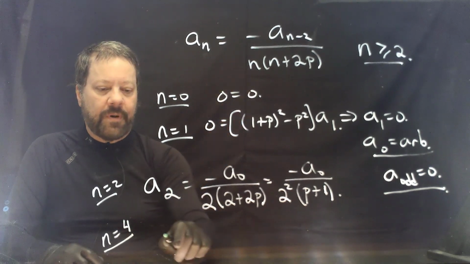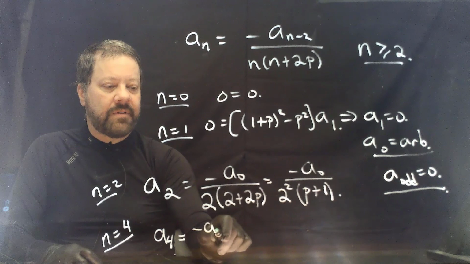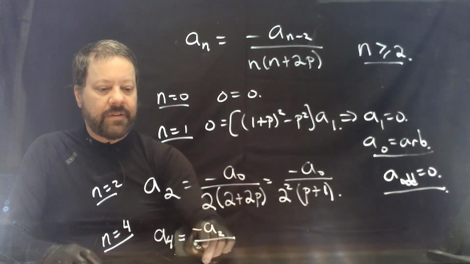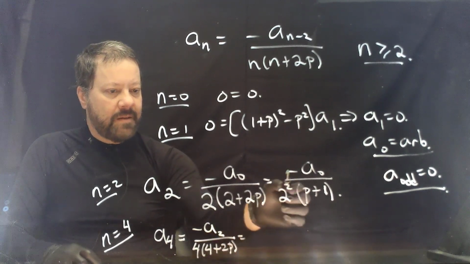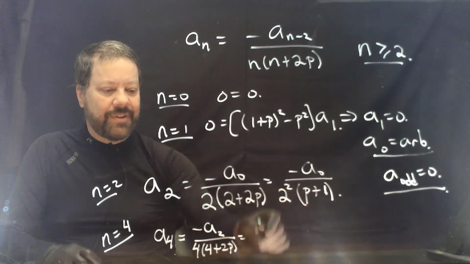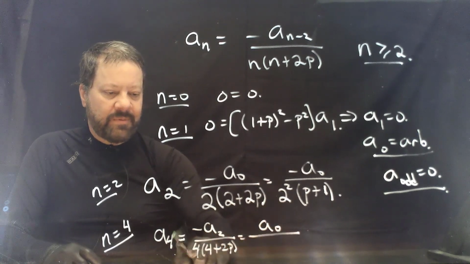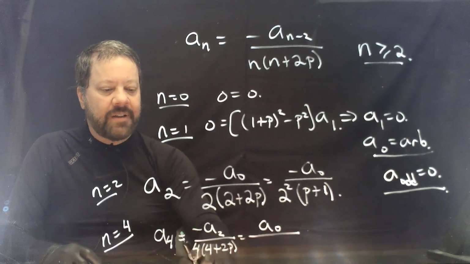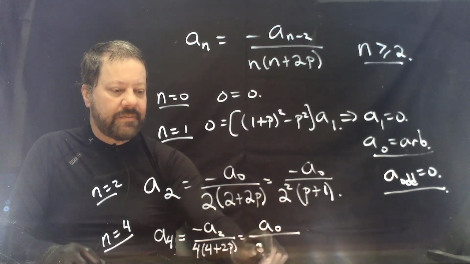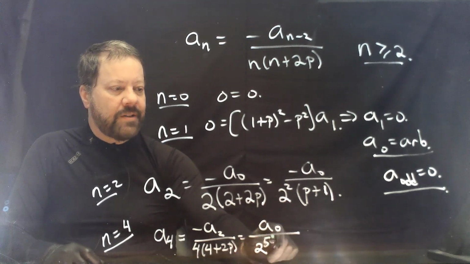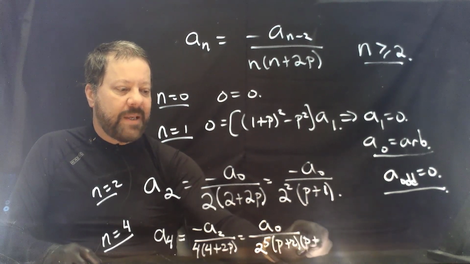Now for n equals 4. It's minus a2 over 4 times 4 plus 2p. But a2 is negative a0 over 2 squared. We'll have a positive a0. We'll have a 2 that can come out of here times this 2 squared. That's 2 cubed times 2 squared. 2 to the 5th. We'll have a p plus 2 and a p plus 1.